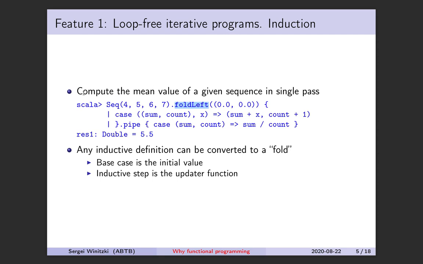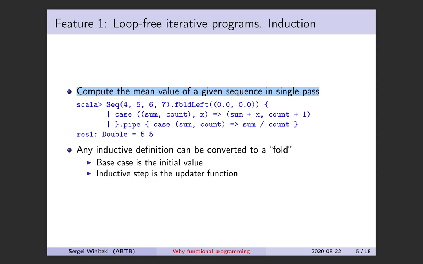So for example, if you want to compute the mean value of a sequence, we need to compute the sum of all values and divide it by the length of the sequence. But we want to do this in a single pass. We do not know in advance the length of the sequence. We want to go through the sequence and count its length and count the sum in a single pass.